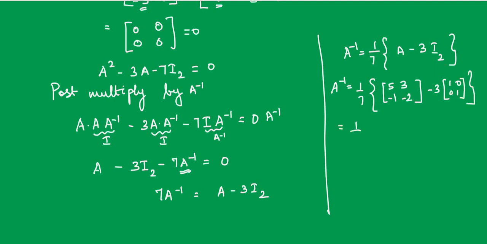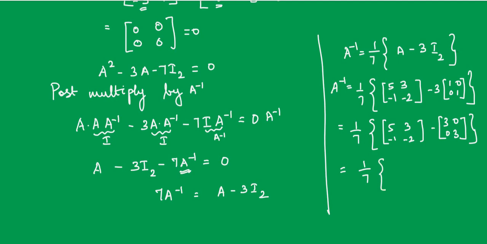Now this is equal to 1 by 7, 5, 3, minus 1, minus 2, minus 3, 0, 0, 3. Now this is equal to 1 by 7, 5 minus 3 gives us 2, 3 minus 0 is 3, minus 1 minus 0 gives us minus 1, minus 2 minus 3 gives us minus 5. So we have found now what is A inverse. A inverse is equal to 1 by 7 times the matrix 2, 3, minus 1, minus 5.